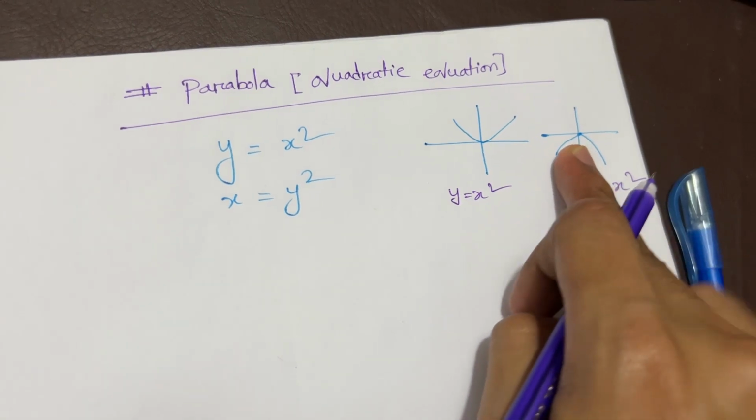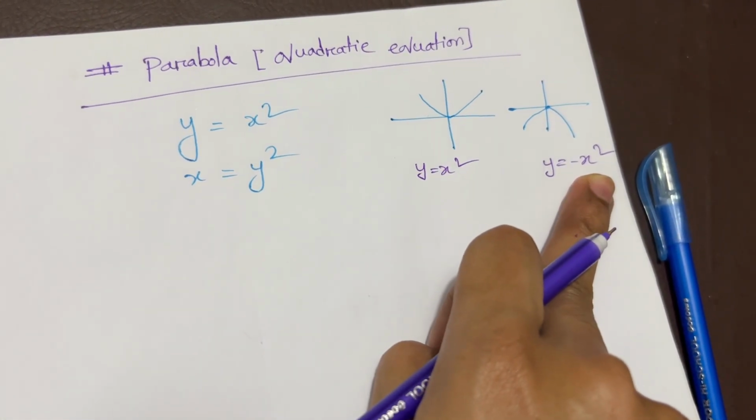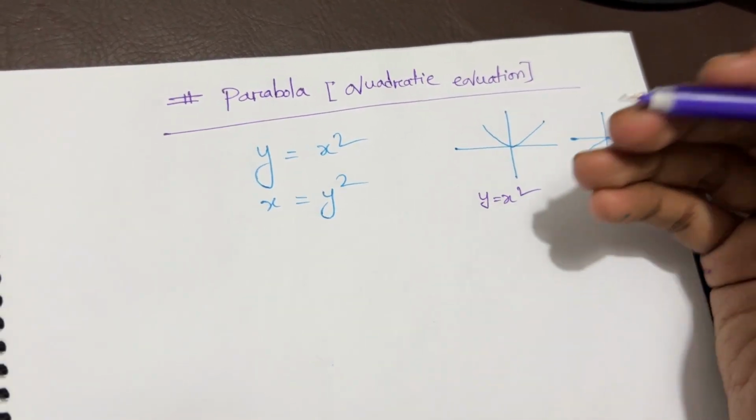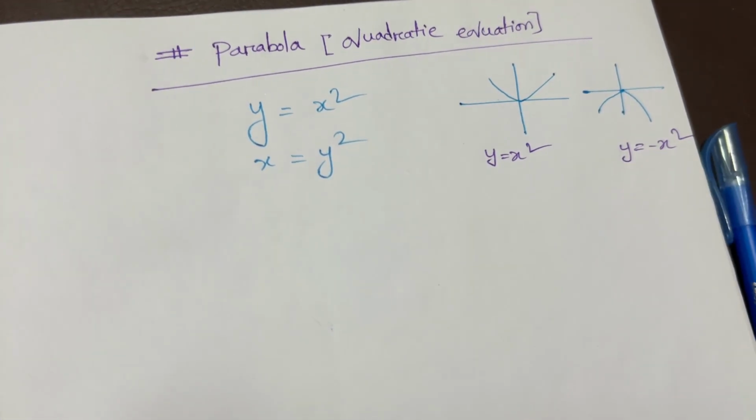Anything below is the negative. Okay, so this is really important. Anything upward is mostly positive in the graph.